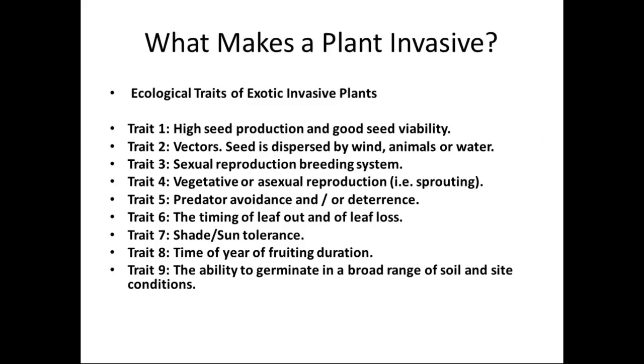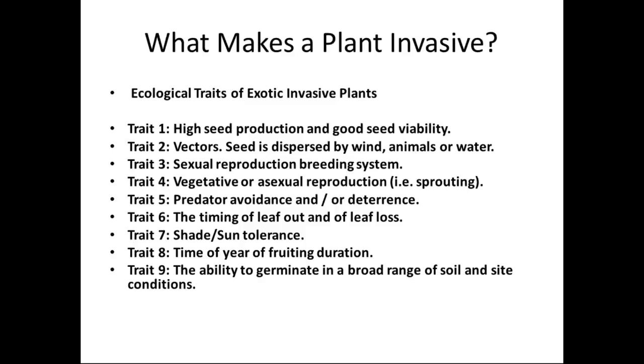What makes a plant invasive? Well, we have these ecological traits, and a lot of these plants that we're speaking about tonight share all these traits. Some have the traits more ingrained, I'd say, or more inside their DNA than others. But trait 1 is high seed production and good seed viability. So Asiatic bittersweet vine produces a huge amount of seed annually, but only about 2/3 of them will sprout. But the sheer number of seeds produced ensures that bittersweet spreads rapidly.